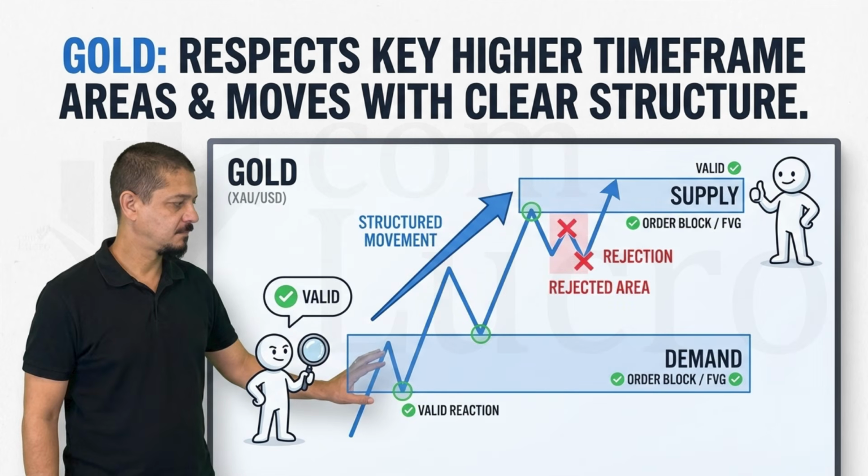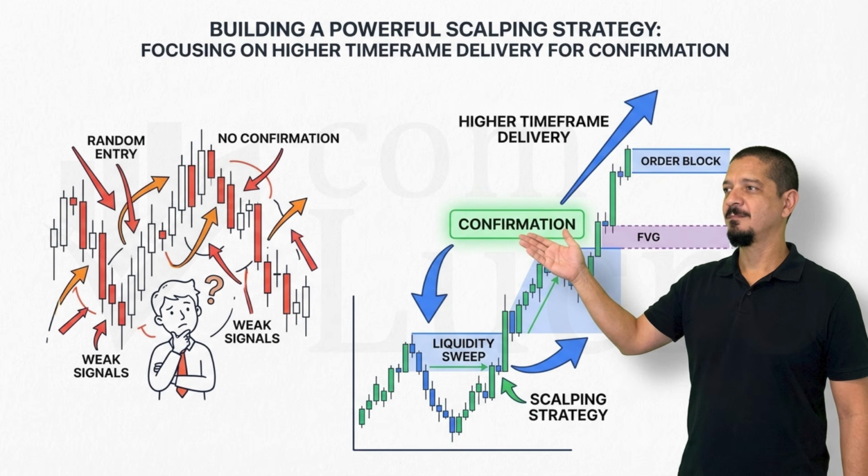Before we dive into the scalping strategies, it is important to understand that this specific setup works best on assets that behave in a certain way. Some markets are better suited to liquidity sweep-based strategies, while others tend to react more clearly to higher time frame levels, supply and demand zones, order blocks, and fair value gaps. Assets like gold are a strong example of this type of behavior, because they often move from one key area to another with very clear structure.